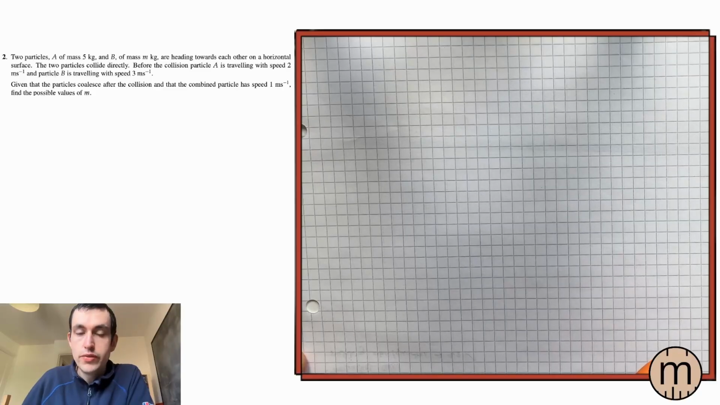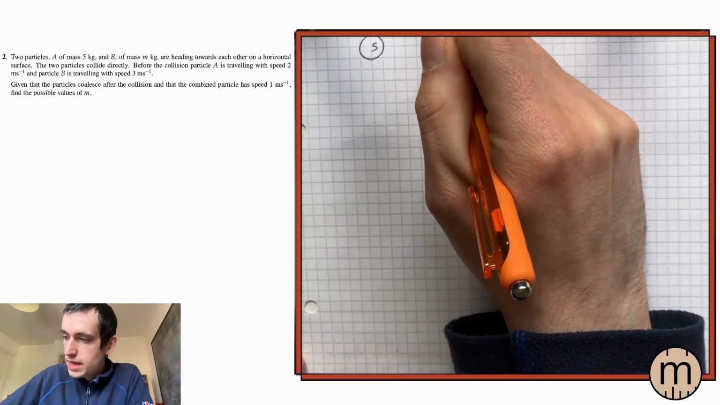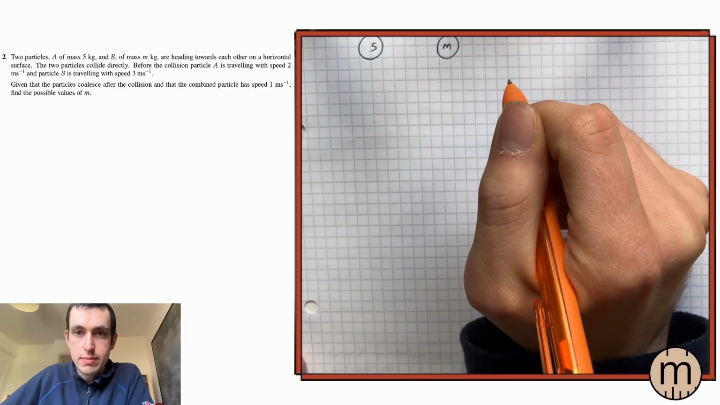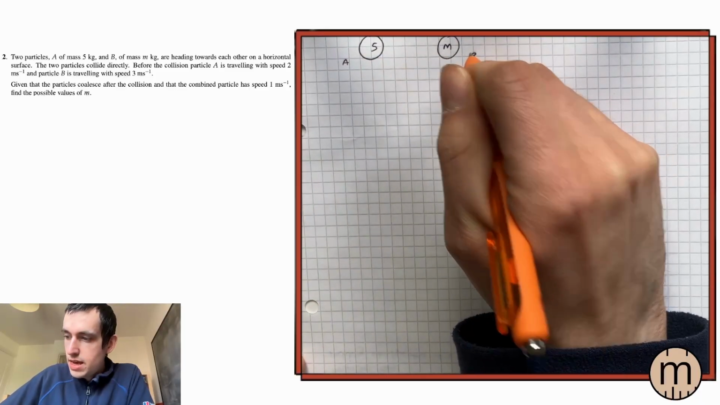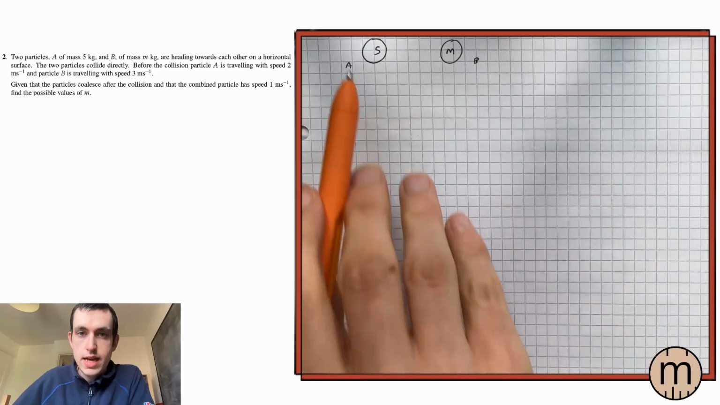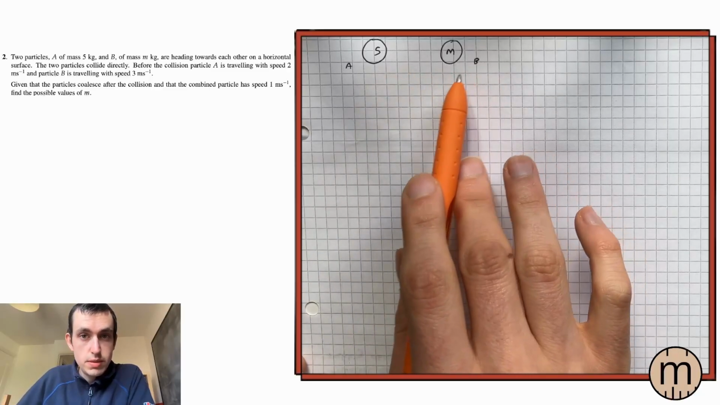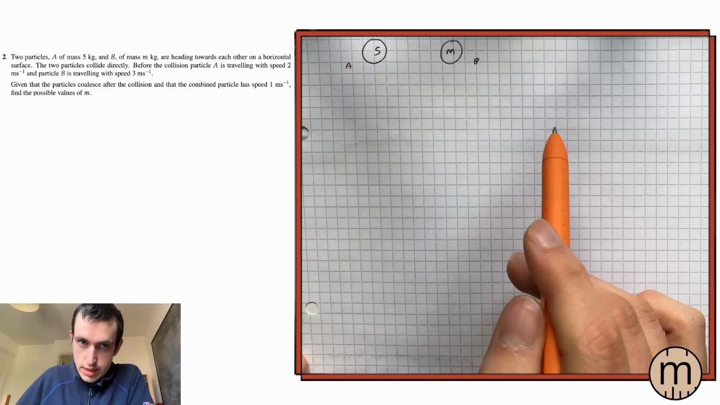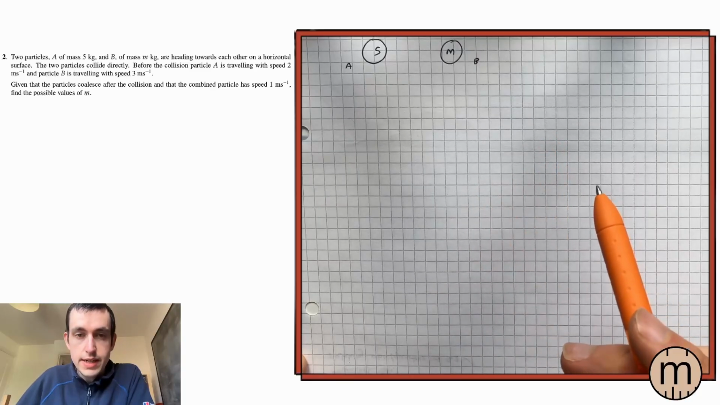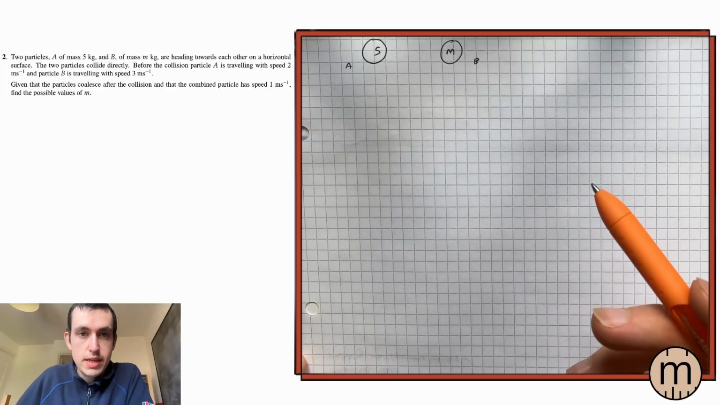In question 2, we've got 2 particles, A and B. I'm not very imaginative with my naming in these questions. Particle A has mass 5 kilograms, and particle B has mass m kilograms, like this. So this is A, and this is B. They're heading towards each other. So that means that A is moving towards the right and B is moving towards the left. And again, they're on a horizontal surface because that makes the questions work nicely. They're going to hit directly, which makes sense. Otherwise, the maths is going to be completely different.